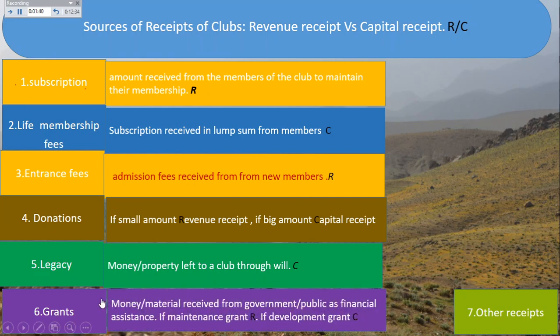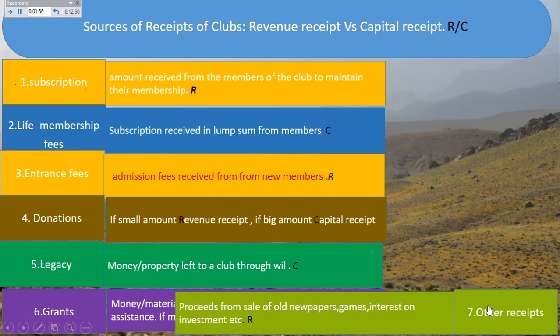Grants can be money or material received from the government or the public as financial assistance. If it's a maintenance grant, you treat it as a revenue receipt. If it's a development grant, you treat it as a capital receipt. Other receipts could be proceeds from the sale of old newspapers, proceeds from conducting games, and interest on investment. If the club has invested somewhere else and earned interest, that is also your revenue receipt.